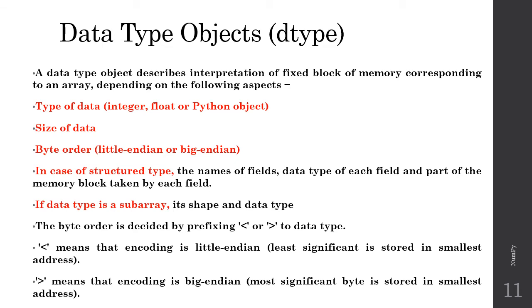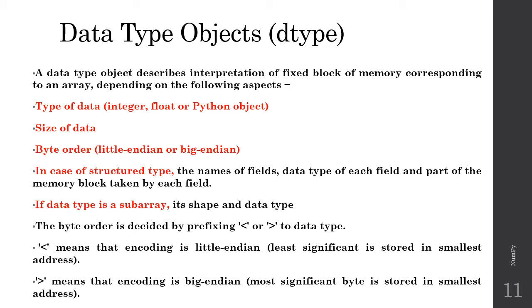Let's see dtype in detail, the data type object. A data type object describes the interpretation of a fixed block of memory corresponding to an array. That is, it depends on a few aspects like the type of data stored in the array, whether it is of integer type or floating point type or Python object, size of data, and byte order. Byte order is either little endian or big endian. In case of structured type, the names of fields, the data type of each field, and the part of memory block taken by each field are considered. If the data type is a subarray, its shape and data type are considered.